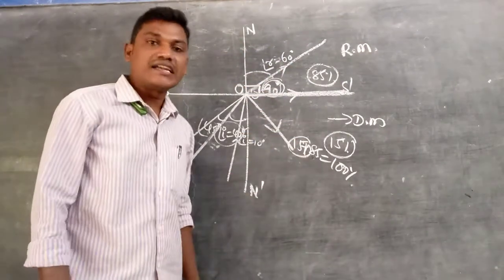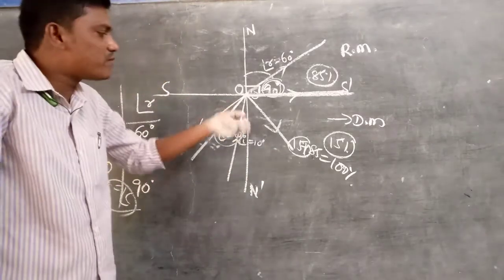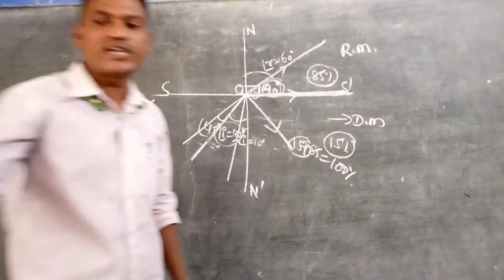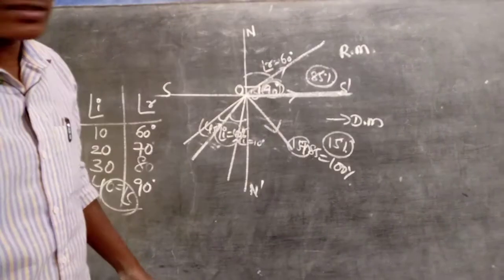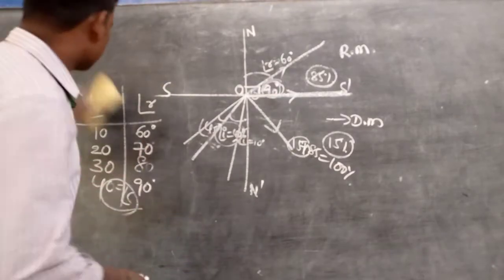This is called TIR, total internal reflection. It means the total light will be reflected back without entering into the other medium. We will discuss that in the next video.